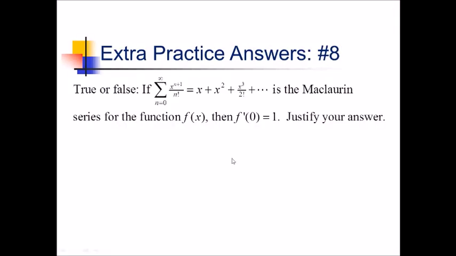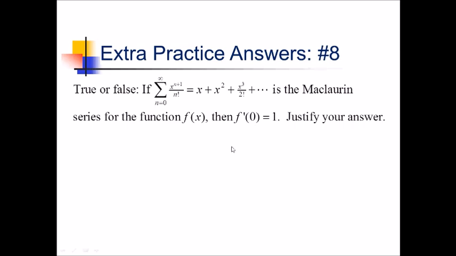For number 5, we've got a true-false question. If this series here is the Maclaurin series for some function f, then f prime of 0 equals 1. Justify your answer. All right. So we don't know what this whole function actually equals or is equivalent to. It's not a geometric function, not a geometric series. So we can't just turn it into some real function and then take the first derivative and plug in 0. We have to know a little bit about how Maclaurin series are constructed.